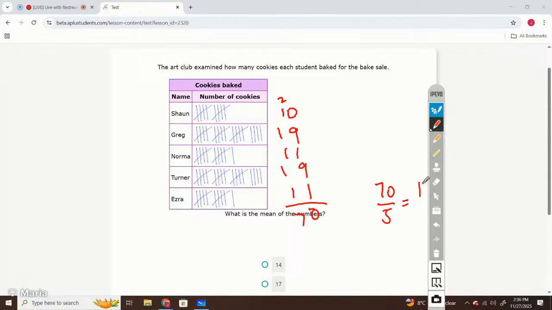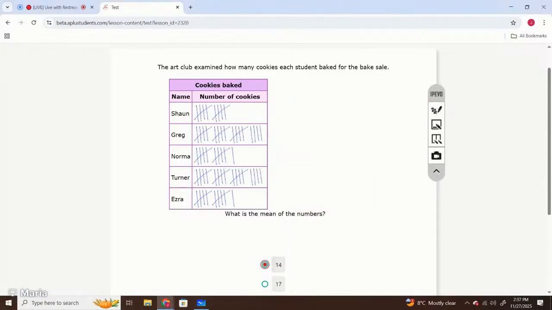5 times 1 is 5 and 5 times 4 is 20. The correct option is 14. Option number 1 is the correct option, that is 14.